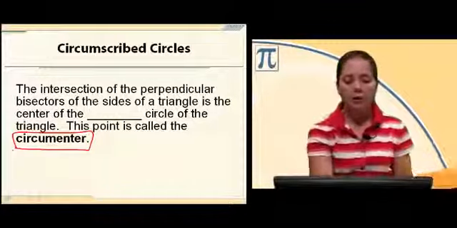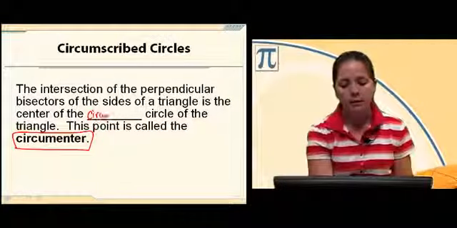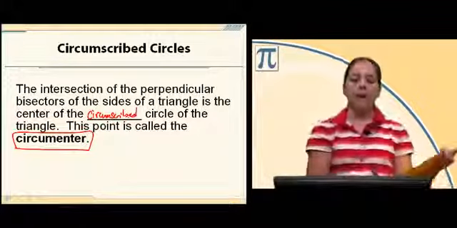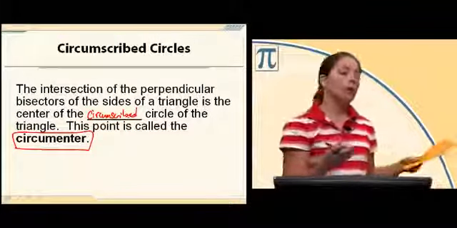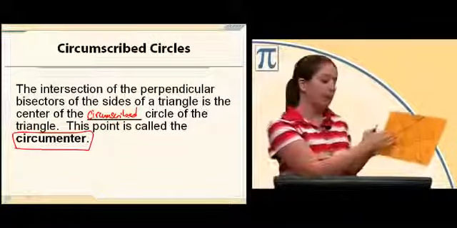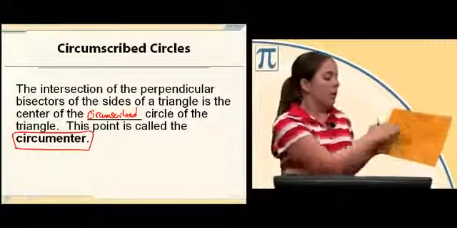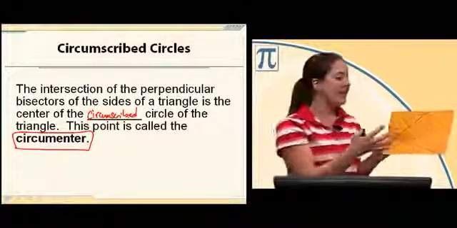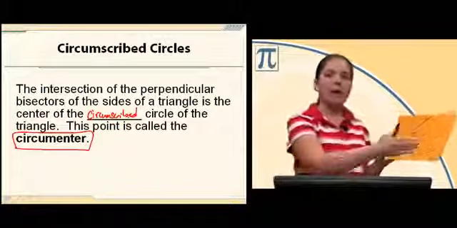So it's the center of the circumscribed circle of the triangle, and it's called the circumcenter. So your perpendicular bisectors, draw all 3 of them in, the point of concurrency, that's called the circumcenter, and it is the center of the circumscribed circle.